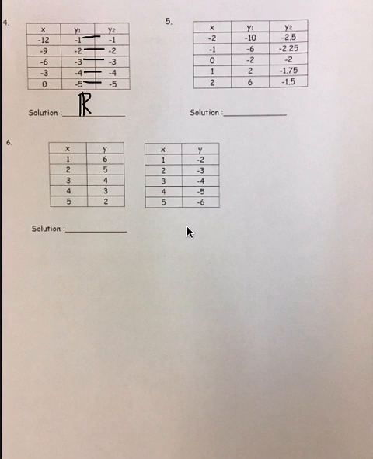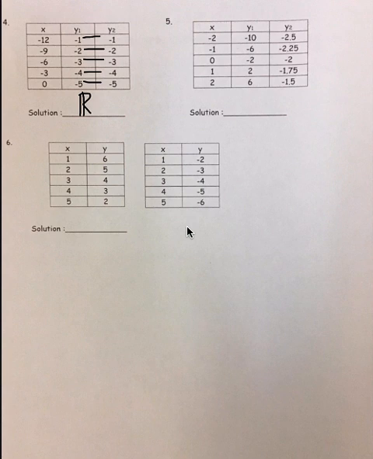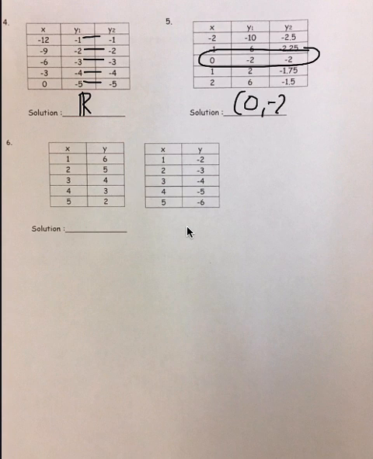This is the same line. If we look at number 5, we can see at negative 2, they don't match up. But then if we look, we can see at 0, negative 2, both tables meet. So our solution would be 0, negative 2.